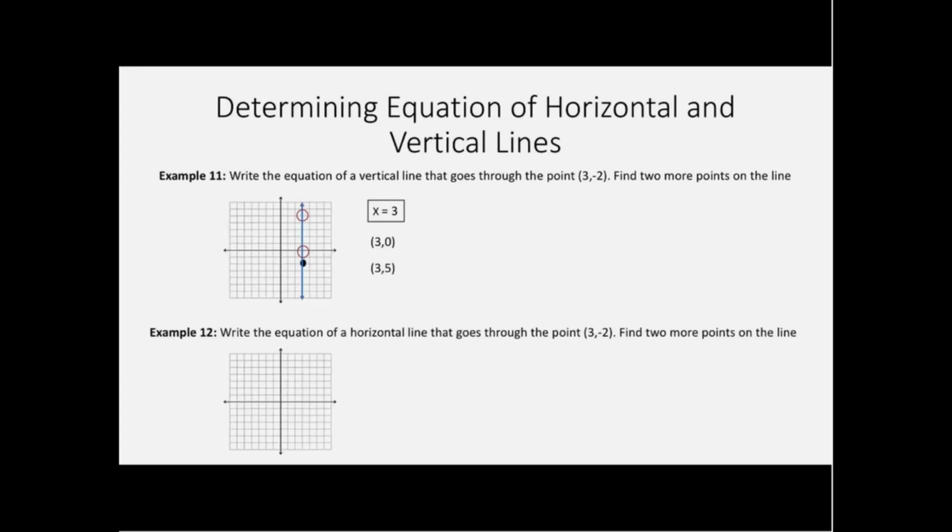Now, we want to find a horizontal line through the point (3, -2). Again, we're plotting that point (3, -2) and drawing a line that's horizontal that goes through that point. If I want to find 2 more points on that line, the equation in this case is y is equal to negative 2. If it's a horizontal line, we're going to have y is equal to something. If it's a vertical line, we're going to have x is equal to something for the equation.